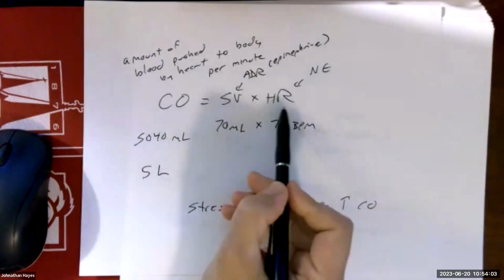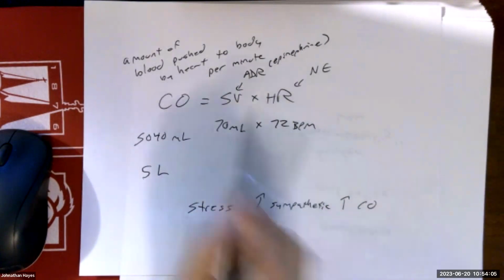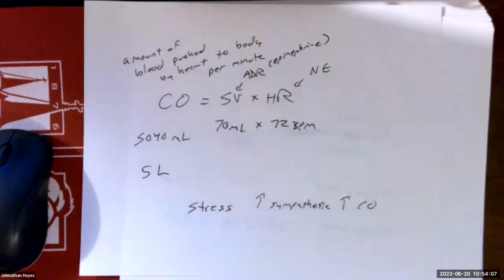Parasympathetics usually just alters heart rate. It doesn't really do much to stroke volume. It just goes back to normal. Whatever the normal resting basal metabolic stroke volume was, that's what it remains, but it can slow the heart down.